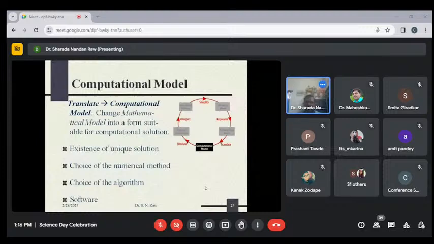computational models. So computational model, we change the mathematical model into the form of a suitable computational model like this only. So you can change it to a computational model. So just check the existence and uniqueness of the solution. So first you have to check whether the model exists or not. There are some conditions under which the model exists, okay, so that it gives a positive solution.